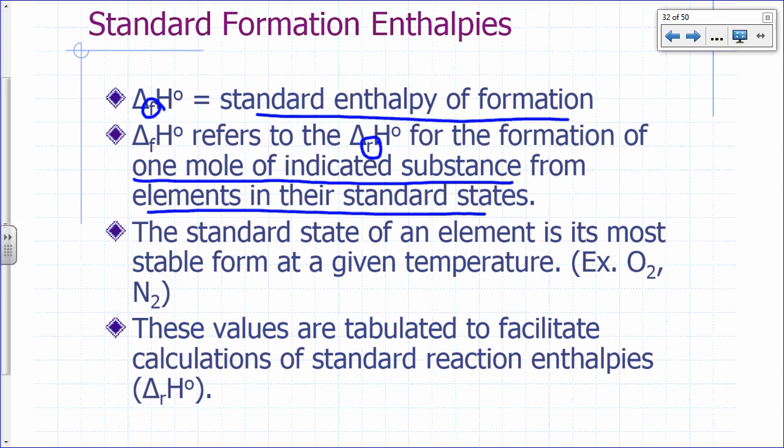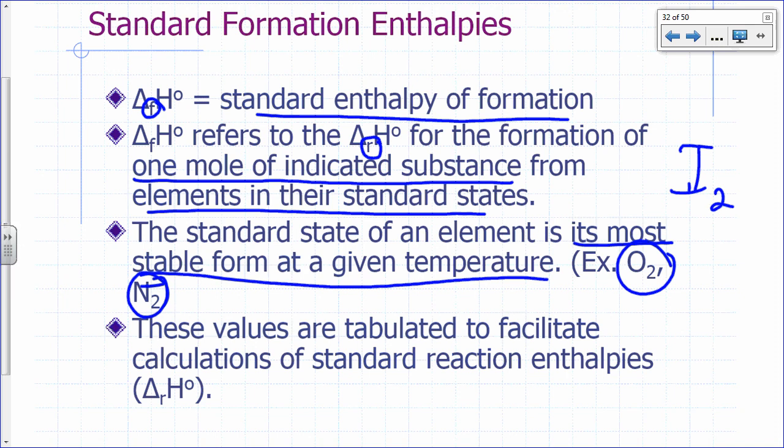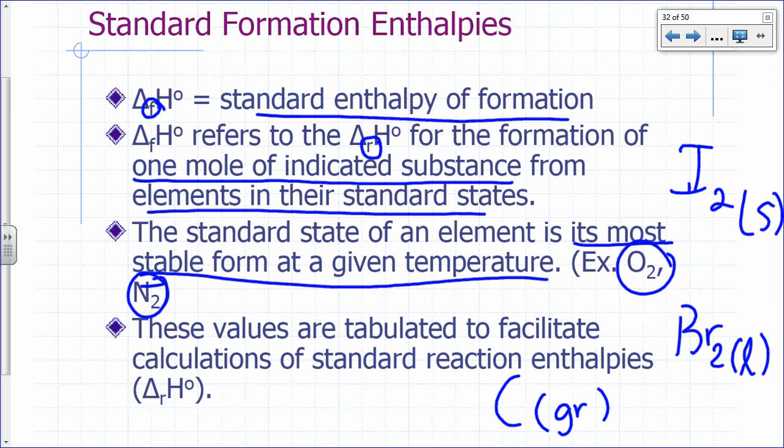The element is said to be in its standard state if it is in its most stable form at a given temperature. So for example, at room temperature, the most stable form of oxygen is O2 and it's gaseous. So O2 gas is the standard state for oxygen. The standard state for nitrogen is N2, diatomic gas. What's the standard state for iodine at room temperature? Diatomic solid. Bromine? Diatomic liquid. Carbon? Graphite, solid, not diamond.